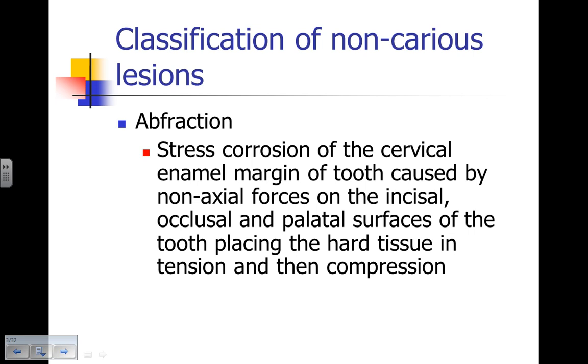First, there's abfraction. Abfraction refers to stress corrosion of the cervical enamel margin of the tooth caused by non-axial forces on the incisal, occlusal, and palatal surfaces of the tooth, placing the hard tissue in tension and then compression. In fact, at the CEJ, cemento-enamel junction, that flexure causes enamel to be lost, enamel to microfracture, and this is referred to as stress corrosion.